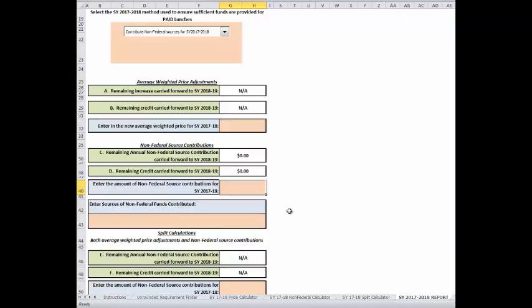So we're going to put in the amount right there. And the tool is also going to ask you where these non-federal funds are coming from. We want to make sure that they're coming from an allowable spot. Let's say that this sponsor is contributing funds from its general fund.